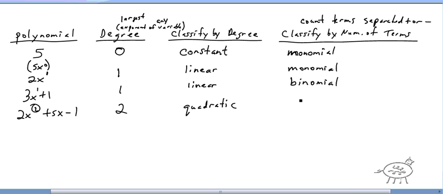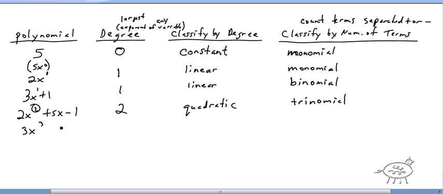And this has three terms. So if mono means 1, bi means 2, like a bicycle, well, of course, you have a tricycle, so it's tri. So this is a trinomial. Okay, that's pretty easy. So let's do another one.